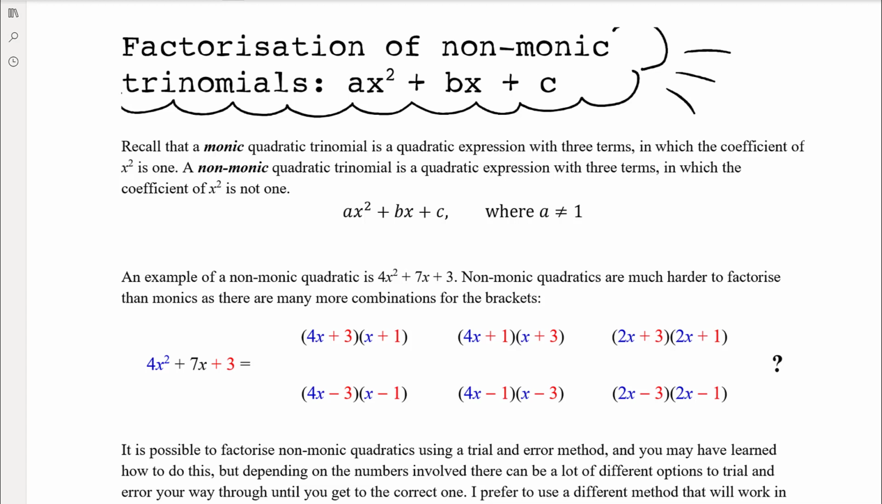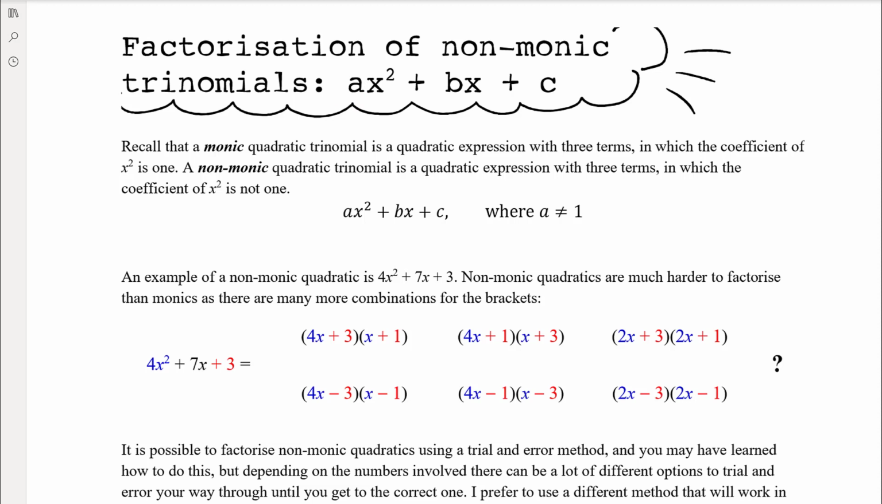Okay, so this is our third video on factorization, and here we're going to look at non-monic quadratic trinomials. Quadratic in that the highest power of x is x squared, trinomial in that it has three terms, an x squared term, an x term, and a constant term, and non-monic in that the coefficient of x squared is going to be something other than 1. It might be -1, it might be 2, it might be 7 billion, something other than 1. Although we probably won't be factorising a quadratic trinomial where a is 7 billion by hand.